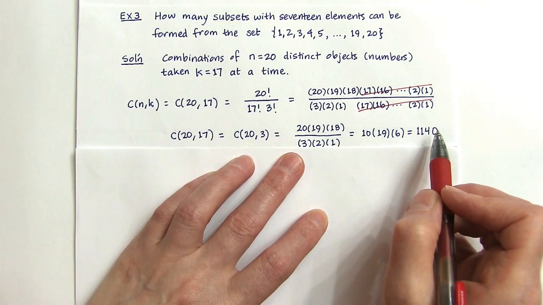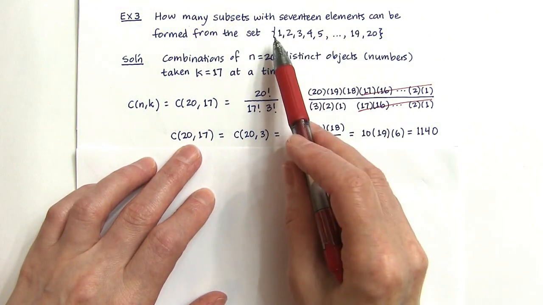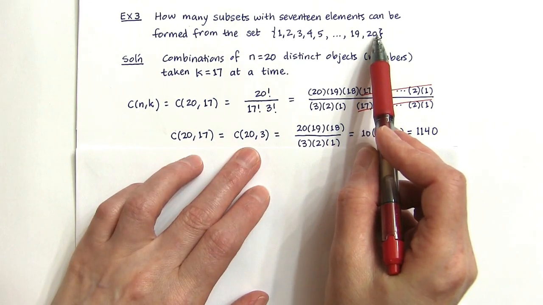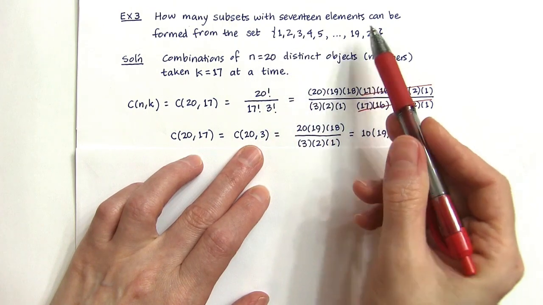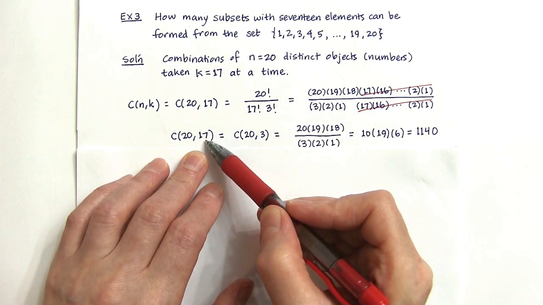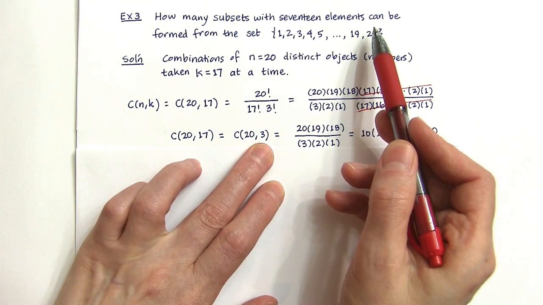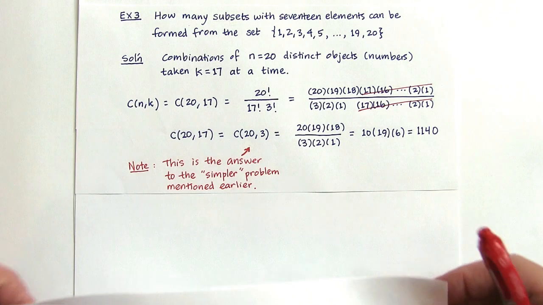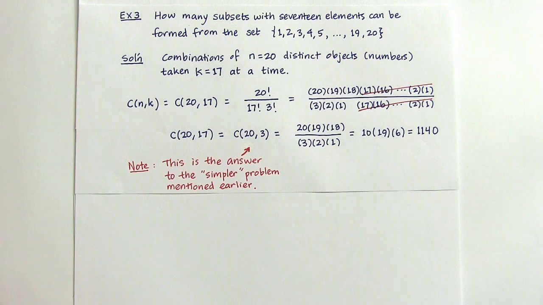And notice from the symmetry of this problem that the number of subsets with 17 elements that can be formed from this set is the same as the number of subsets of 3 elements that can be formed from this set. Because remember, if I take 17 numbers out of the box, I leave 3 numbers behind in the box. And notice that this answer, 20 choose 3, is the answer to the simpler problem, which I mentioned earlier.